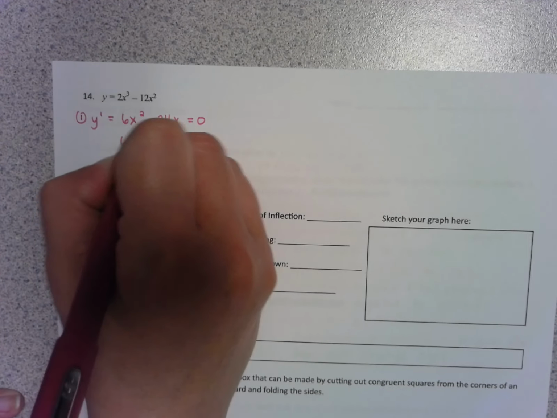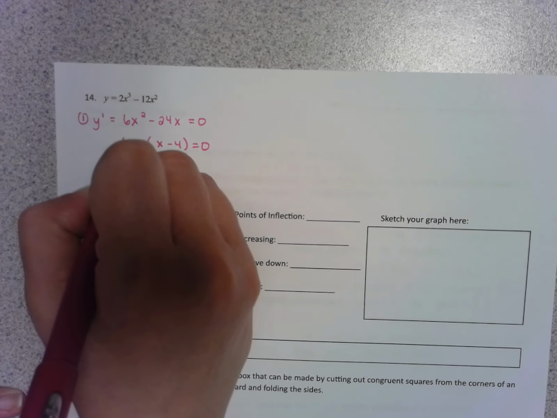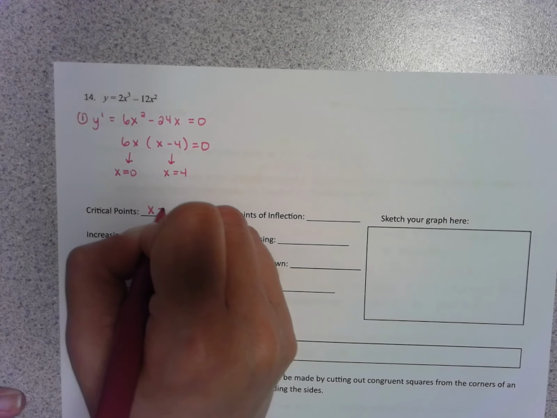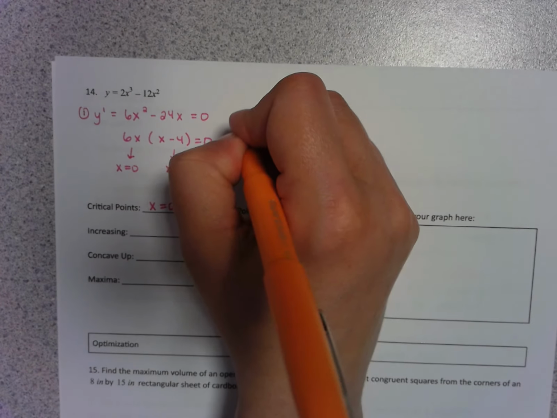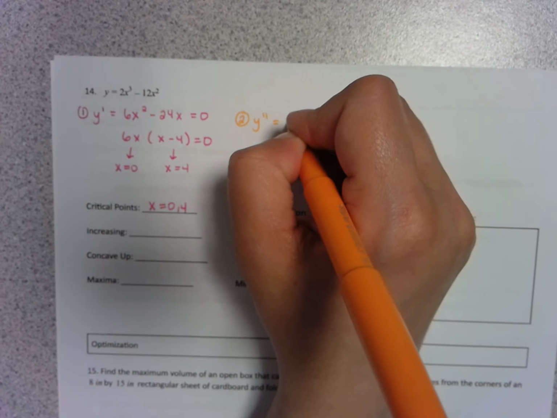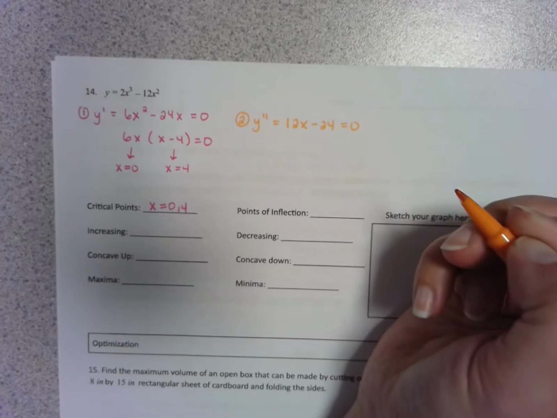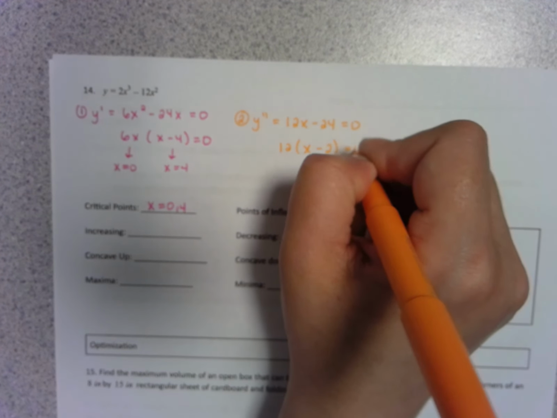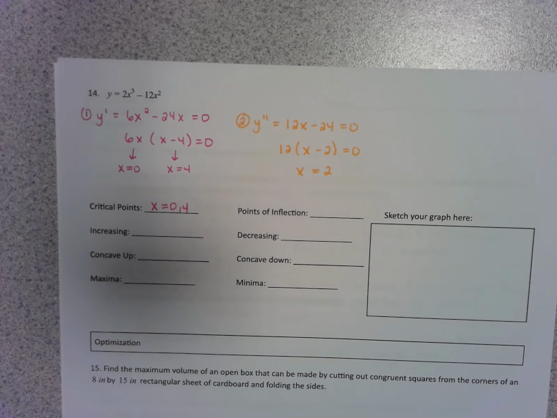The reason I would do that is that this is going to give me the critical points for this function. So I would get x equals 0, and I would get x equals 4. Next, I would take my second derivative because that's going to give me the places where I have potential points of inflection. I'm going to make that equal to 0, and if I factor, I get 12 times x minus 2, which means x equals 2.